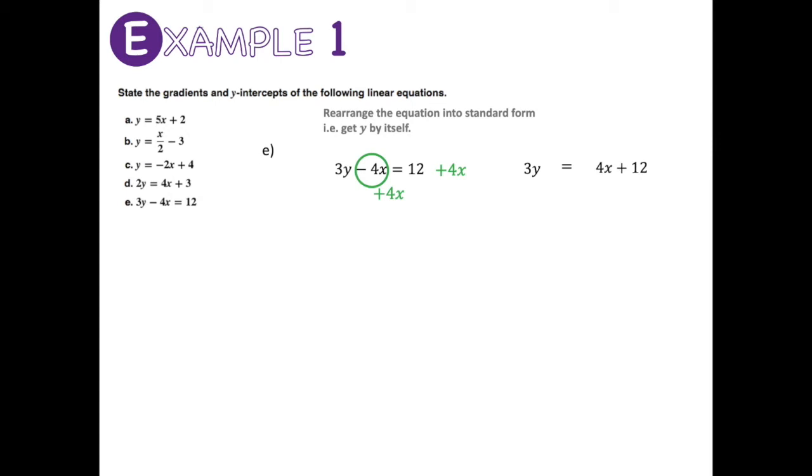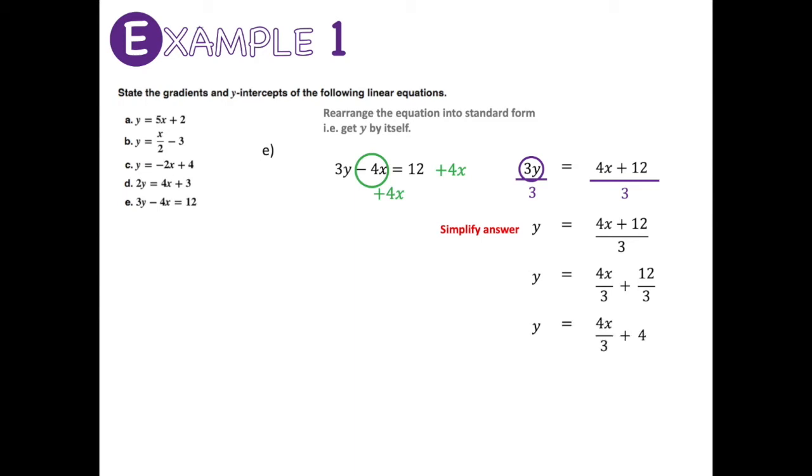Now I need to remove the multiply by 3. The opposite of multiplying by 3 is going to be divide by 3. So divide by 3 onto both sides. y is going to equal 4x plus 12, all divided by 3. I can simplify that further. So y is going to equal 4x over 3 plus 12 over 3, which equals 4x over 3 plus 4, because I can divide 12 by 3 to get 4.